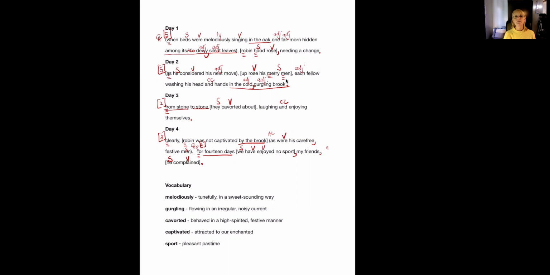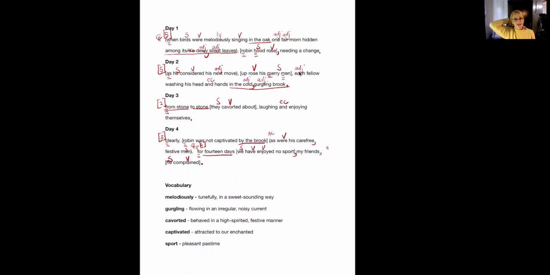Up rose his merry men. Now, Merry Men is the title that they had, so that makes this a proper noun. It needs to be capitalized. And this, again, is giving us more information about the merry men. Each fellow washing his head and hands in the cold, gurgling brook. Then there's a period. So here, "each" is describing the fellows.